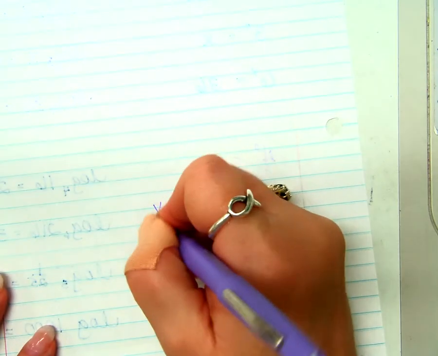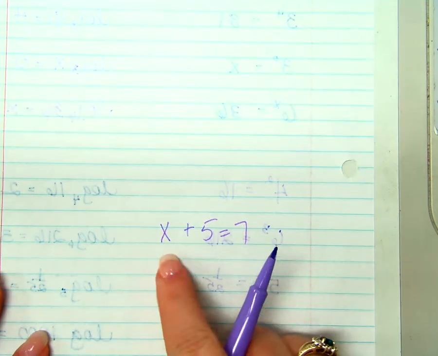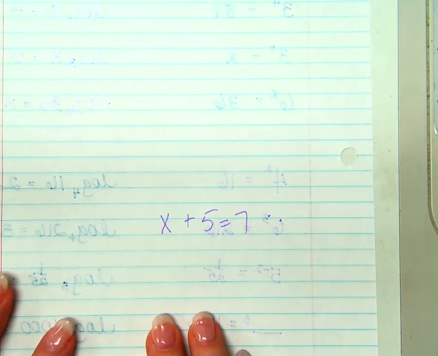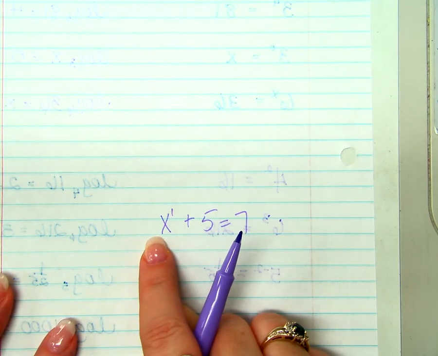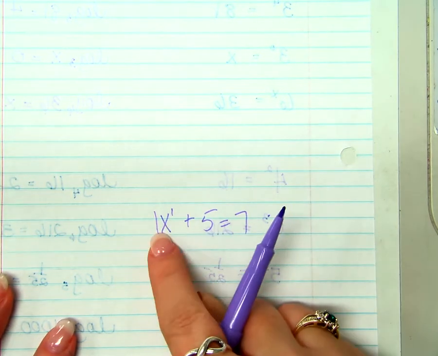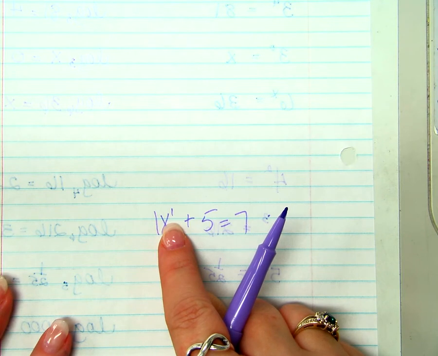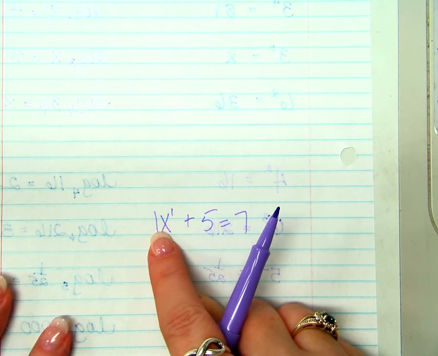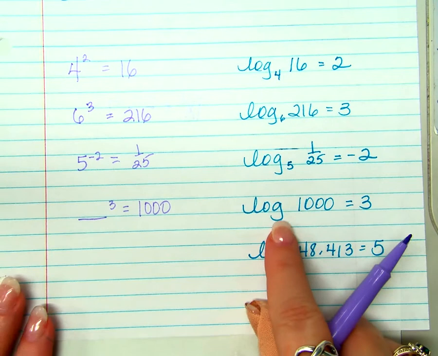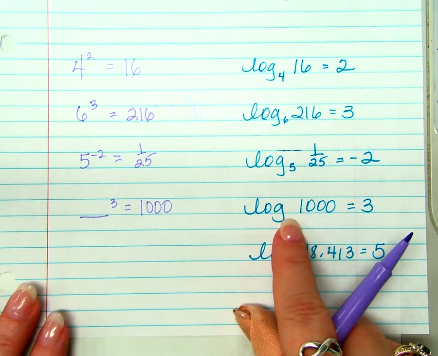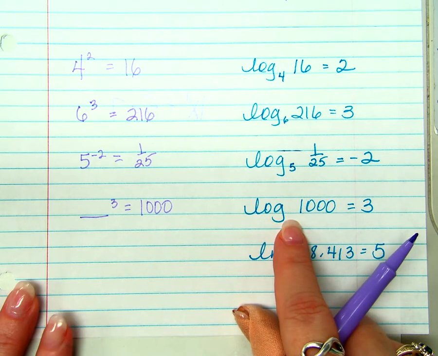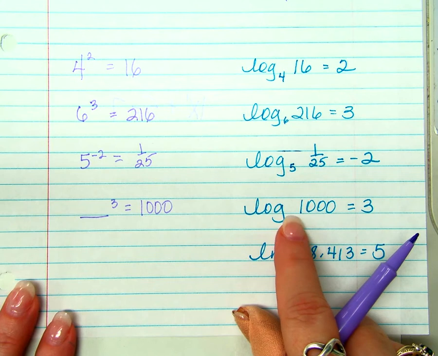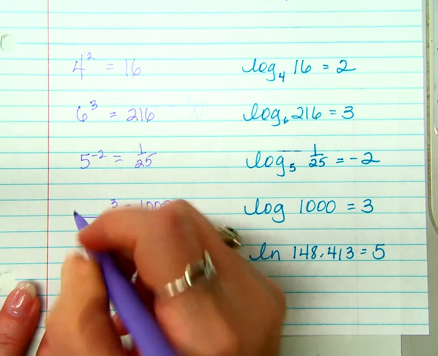If we're doing this, x plus 5 equals 7, what's the exponent on that x? 1, right? What's the coefficient in front of that x? 1. Why weren't they written? They're understood. There's certain things that don't have to be written because they are understood. In logarithms, there are certain bases that do not have to be written because they are understood. In logarithms, the most common base that we use doesn't have to be written because it's understood. What is that most common base? 10.